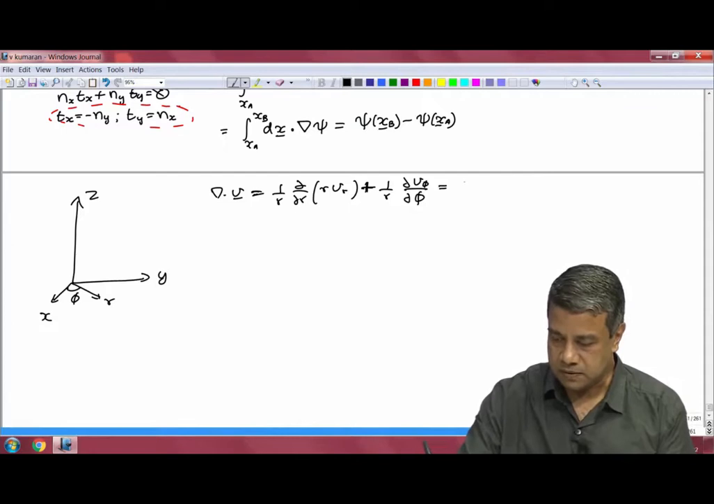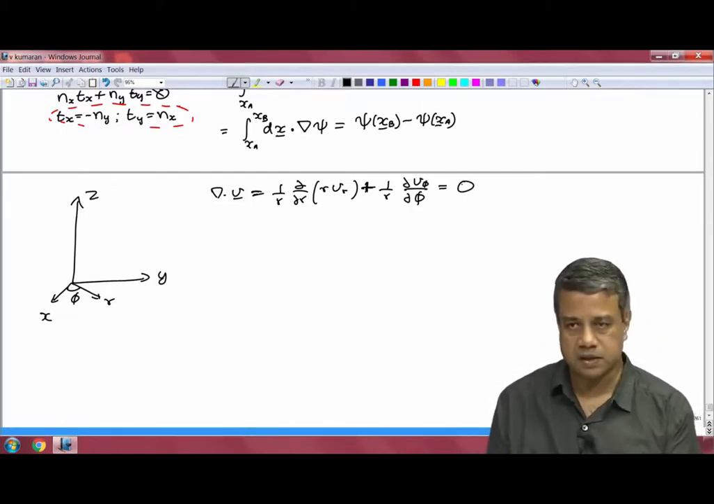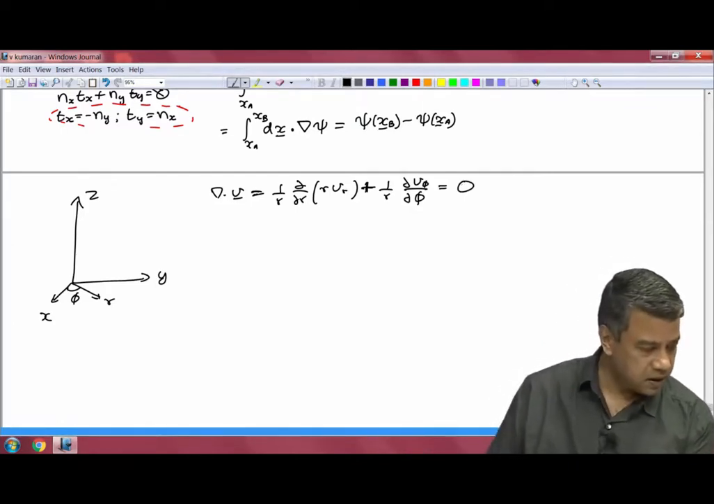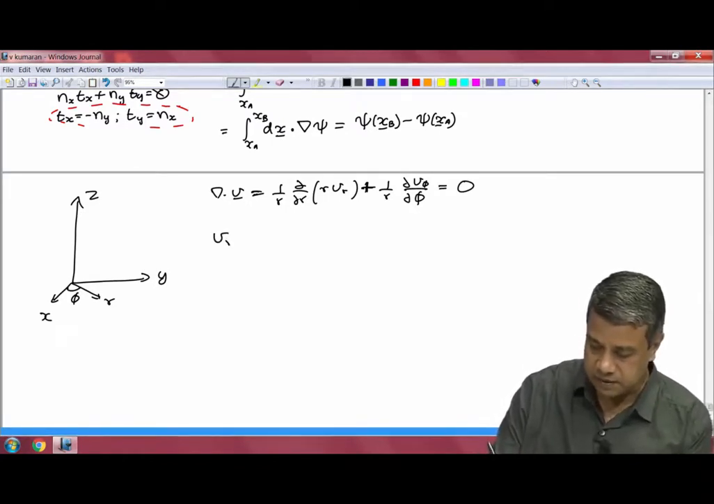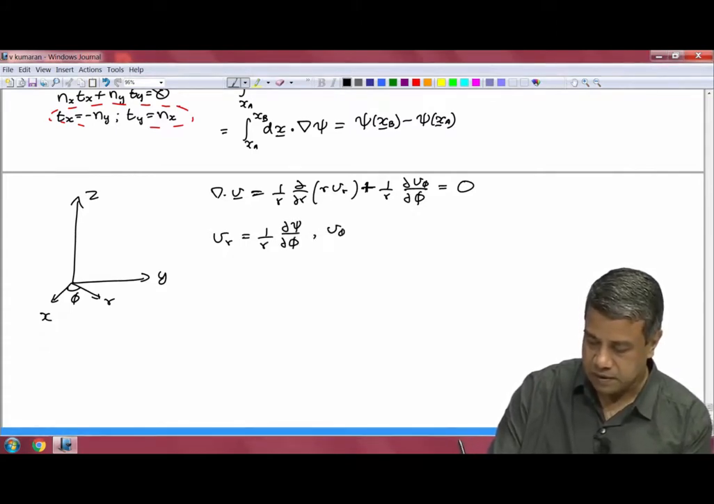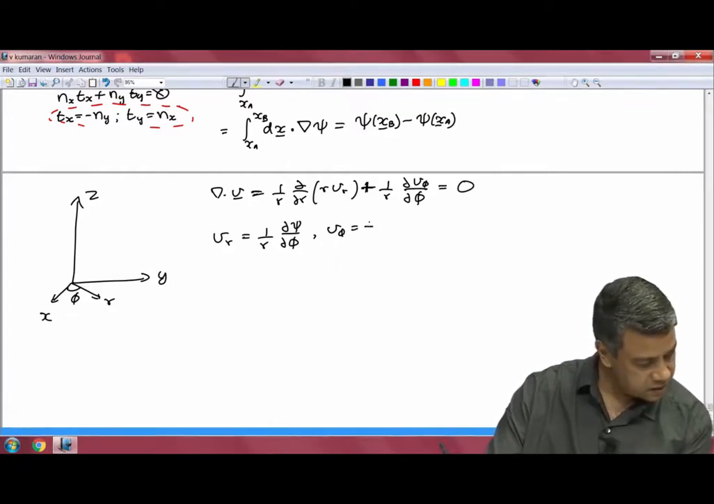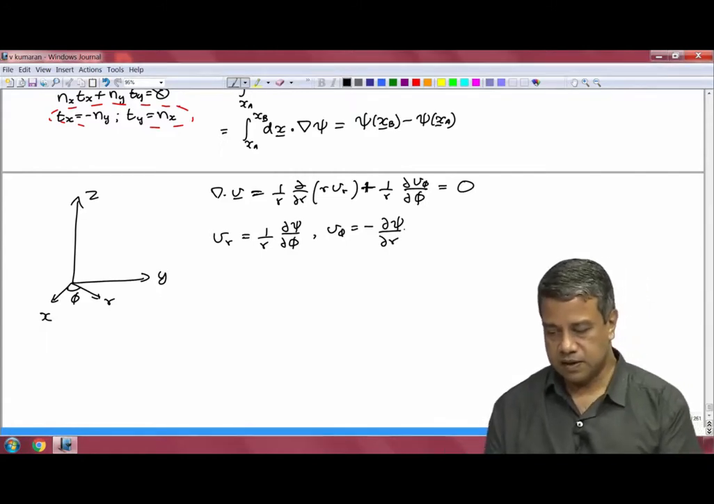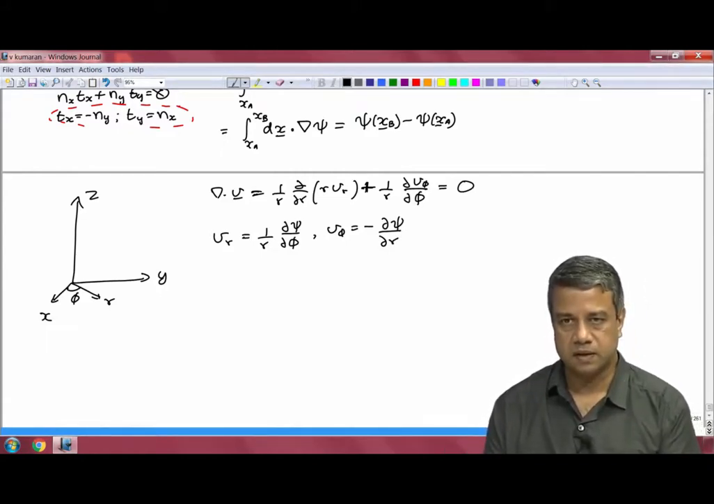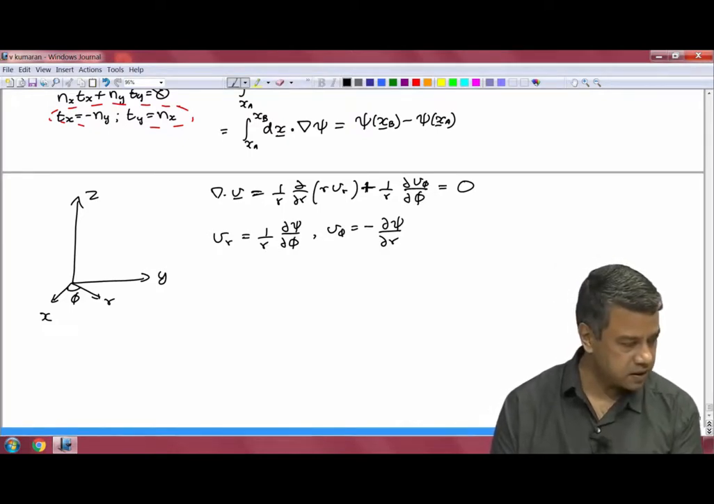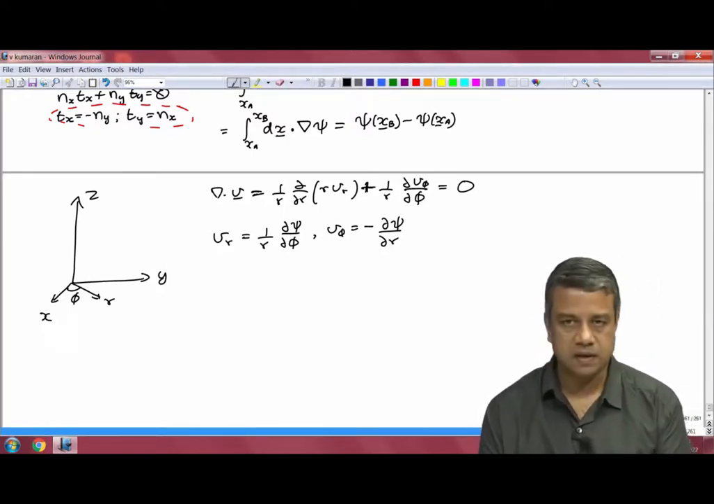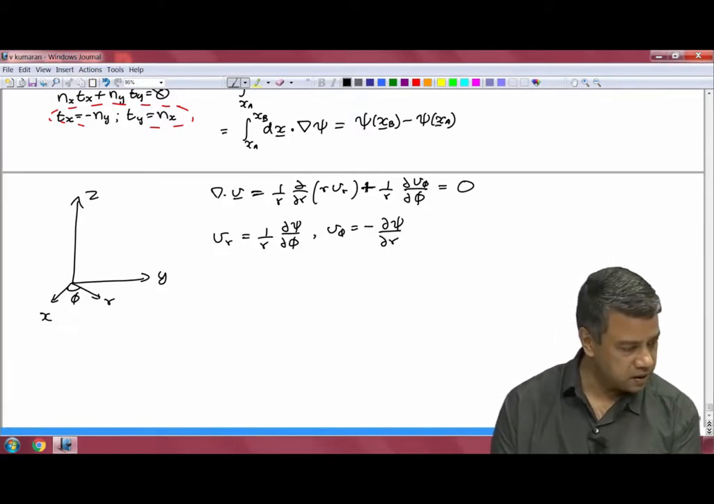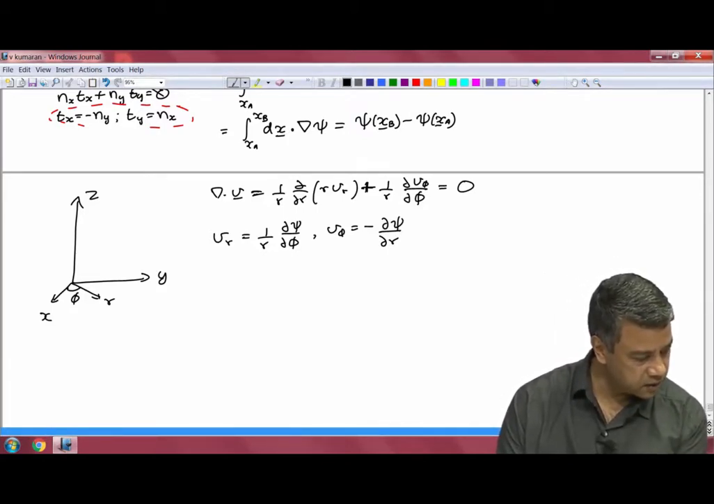This has to be equal to 0 for an incompressible flow, and you can define the stream function by V r is equal to 1 by r partial psi by partial phi, and V phi is equal to minus partial psi by partial r. If you define the stream function in this way, the mass conservation equation is identically satisfied for this stream function. So, that is the extension of this for a polar coordinate system.